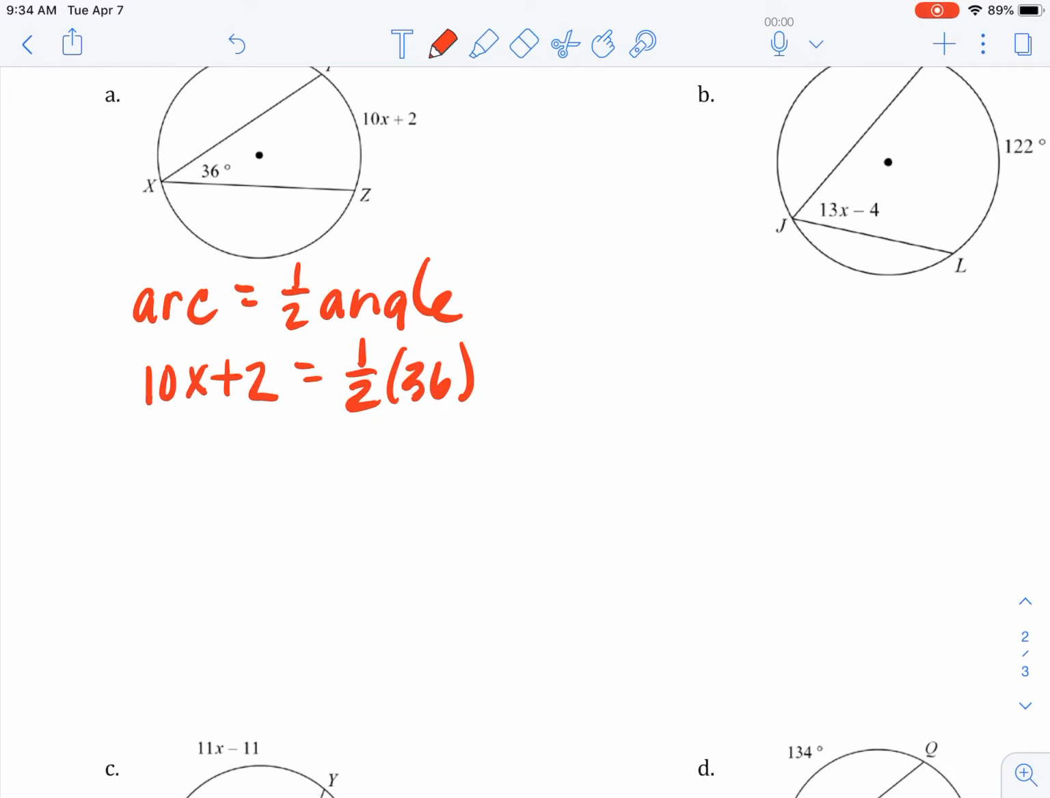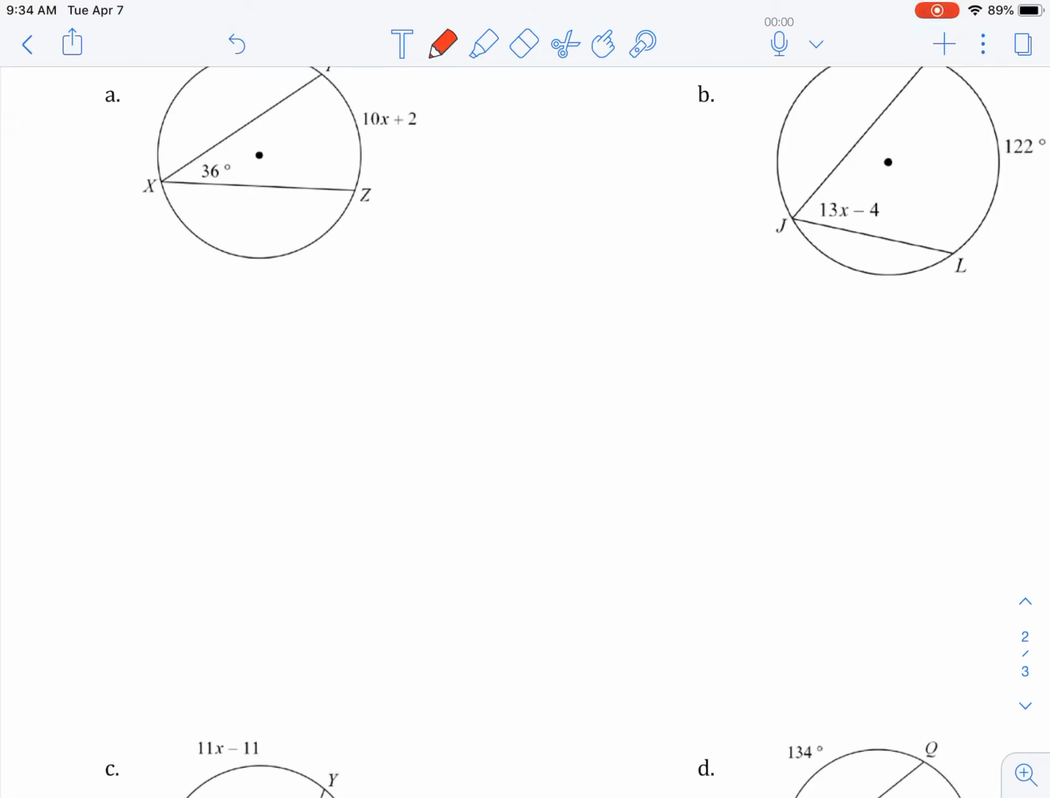I have something wrong here. My bad. I am sorry. I'm using the wrong thing. I wrote the wrong thing. Arc is equal to double the angle, not half of it. Sorry, that was bad. So my arc is 10x plus 2, and it will be double your 36.